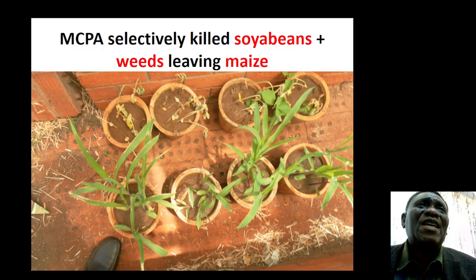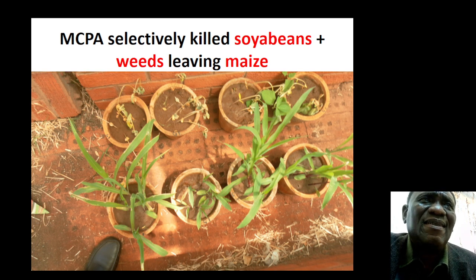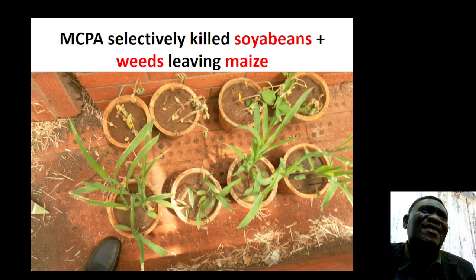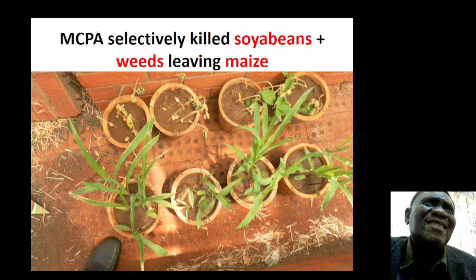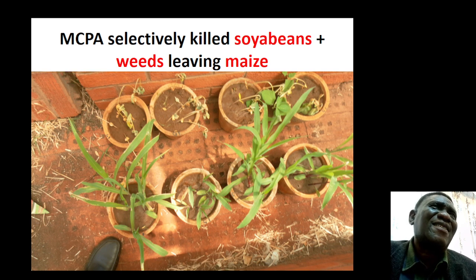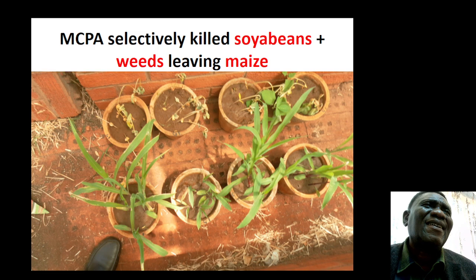Here MCPA was applied to soybean and maize. This is just to demonstrate the selectivity of this MCPA. It can kill all broad-leaved plants, leaving grasses like maize.